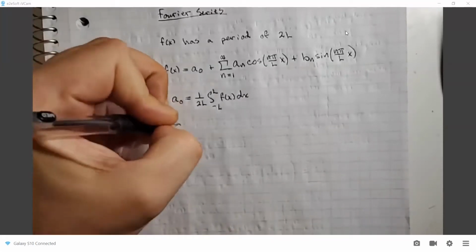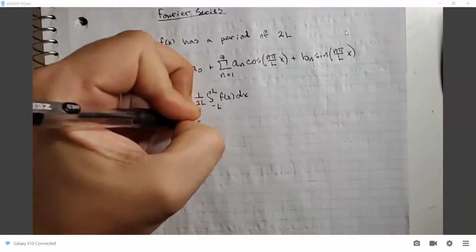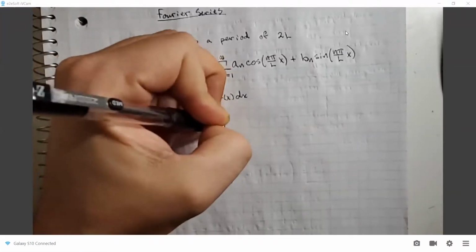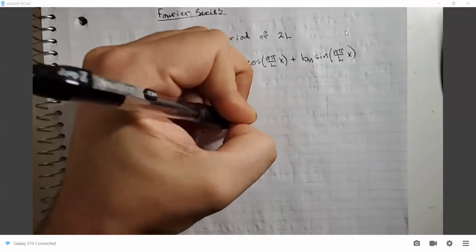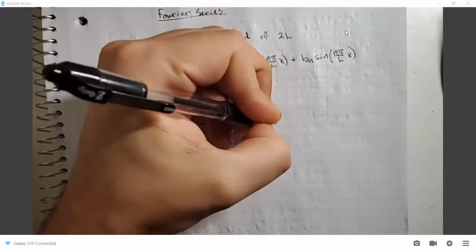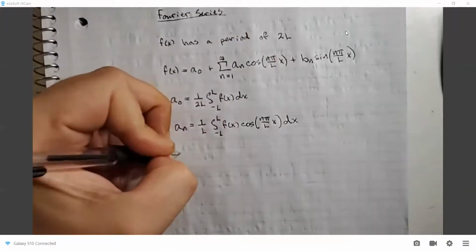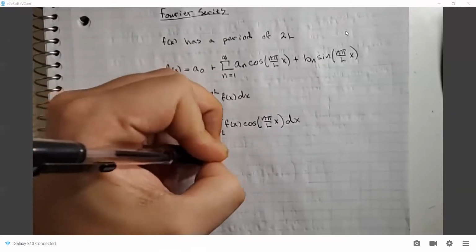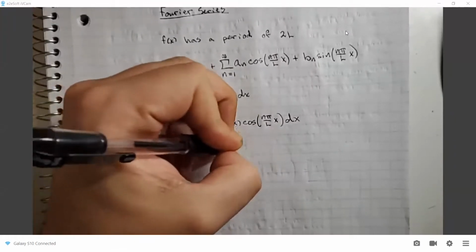And so the numbers in front of the cosines are 1 over L, the integral from minus L to L of f of x times the cosines. And the numbers in front of the sines are 1 over L, the integral from minus L to L of f of x times the sine thingies.